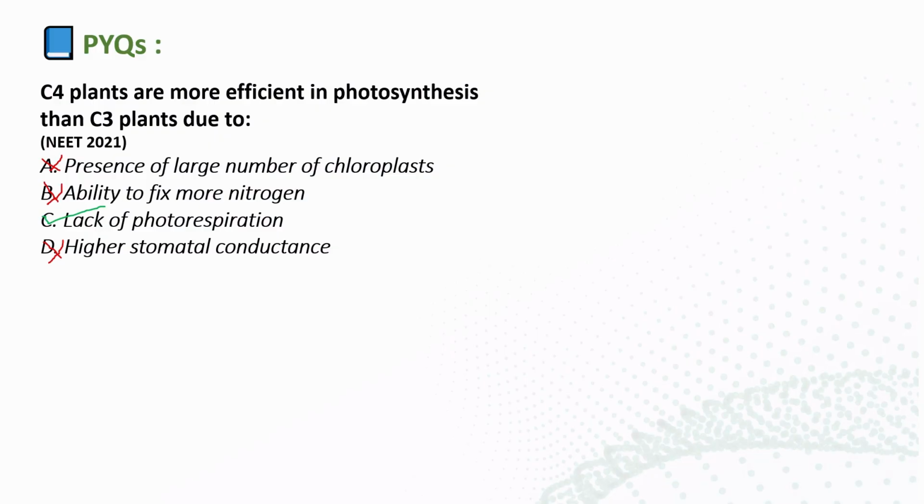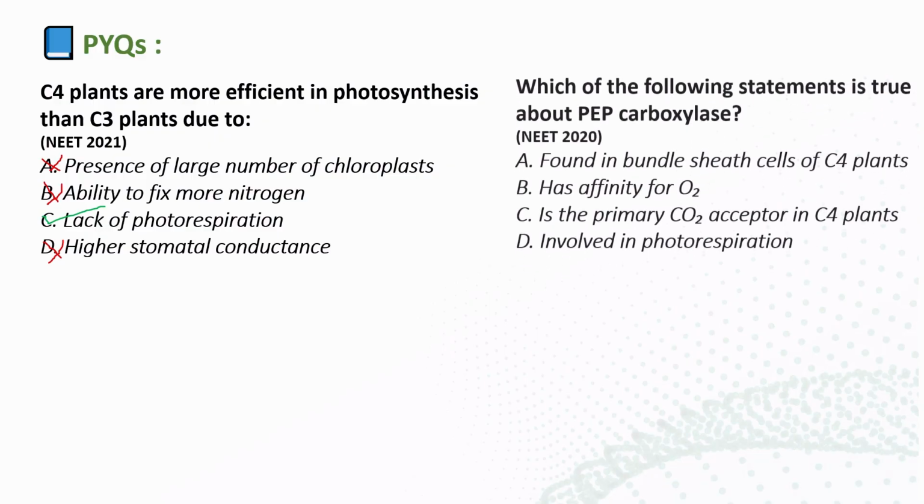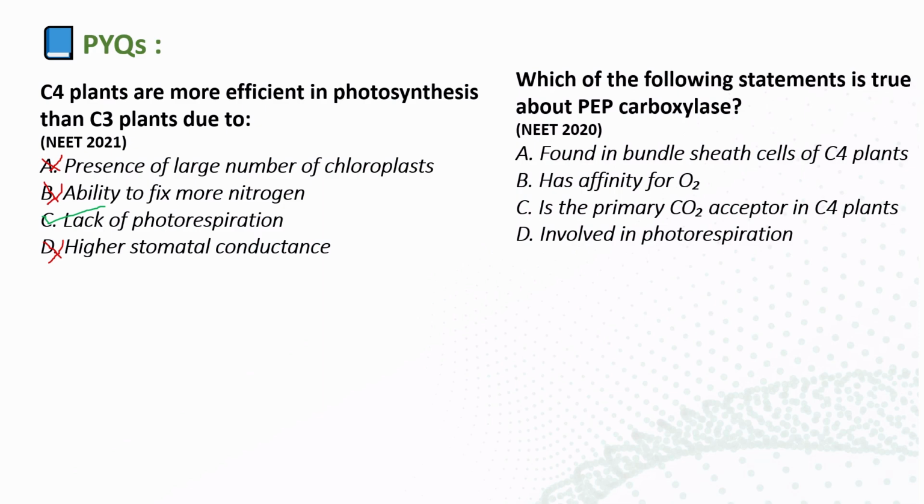Okay, so if we move on to the next question, which of the following statements is true about PEP carboxylase enzyme? Here they are asking what is the statement that is true about the PEP carboxylase enzyme. First option: found in bundle sheath cells of C4 plants.